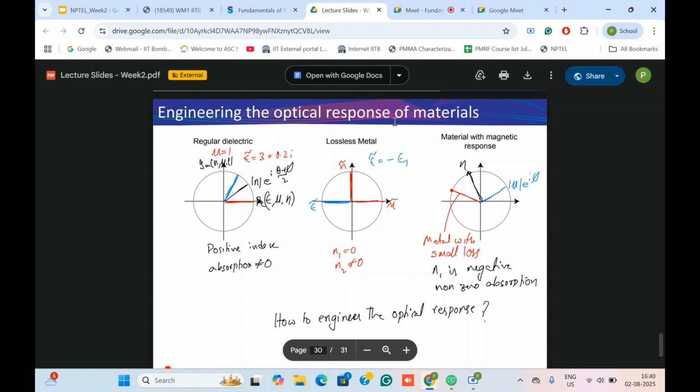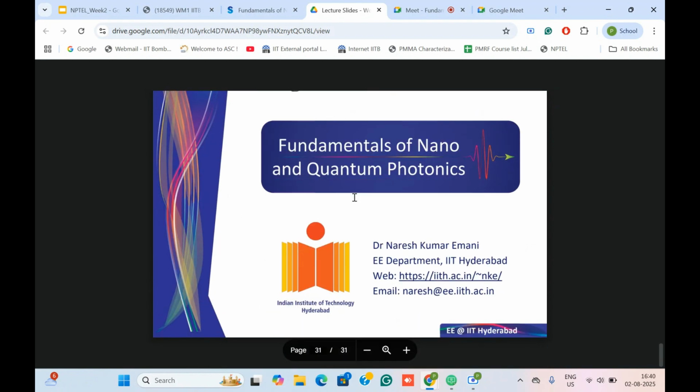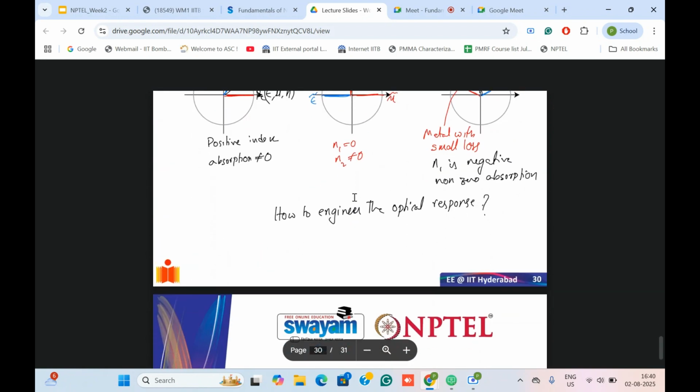In the case of lossless metals, you can see that epsilon, the blue, is along the negative x-axis, and mu is 1. So the resultant n is 0. So the imaginary part of n is 0, which means there is no loss. And hence we are getting the zero refractive index material. We will study further how we can utilize the zero refractive index materials and negative refractive index materials, and what the applications of these materials are in our day-to-day life. How can we use them in the nanophotonics part?